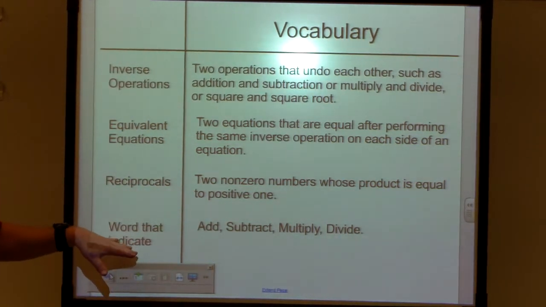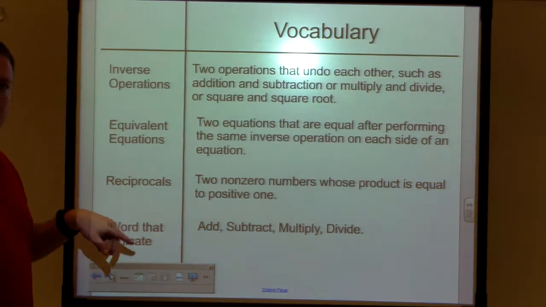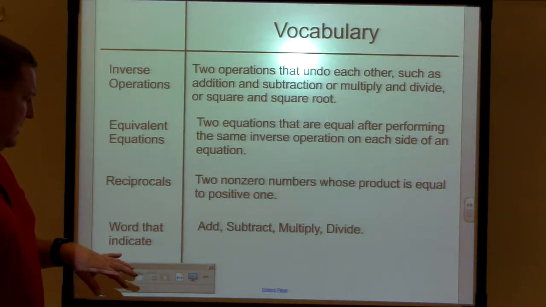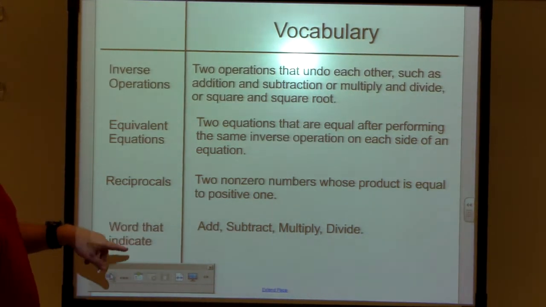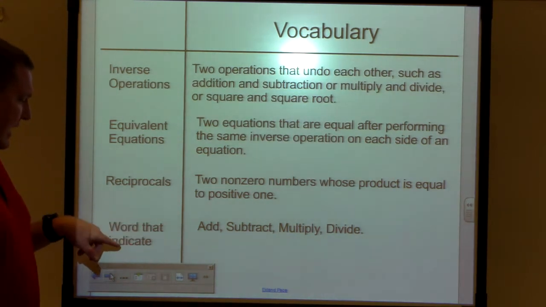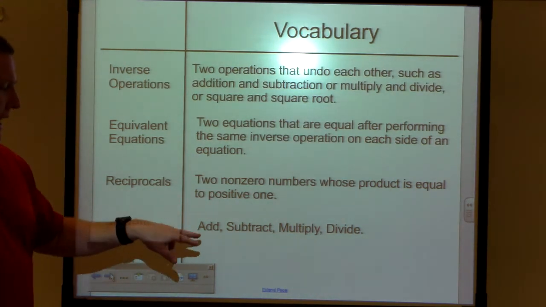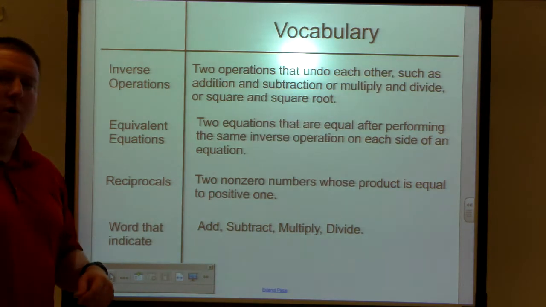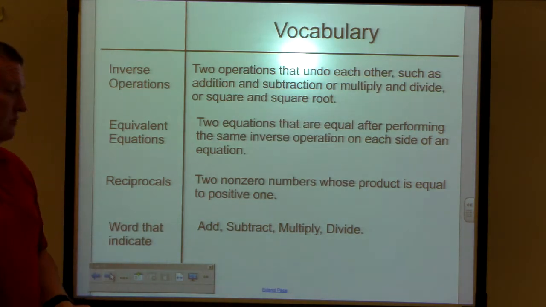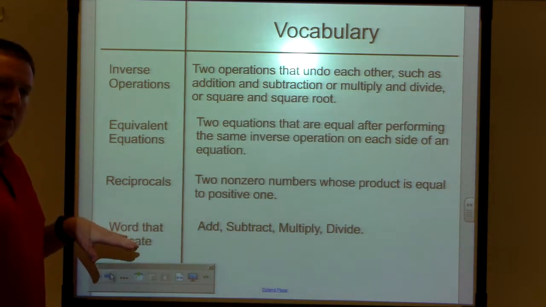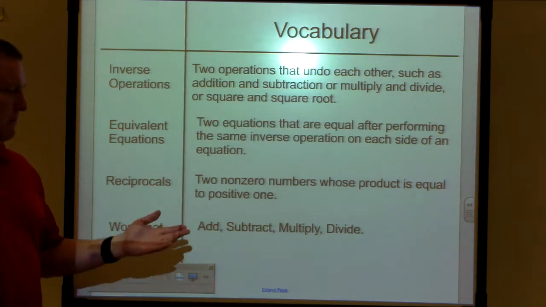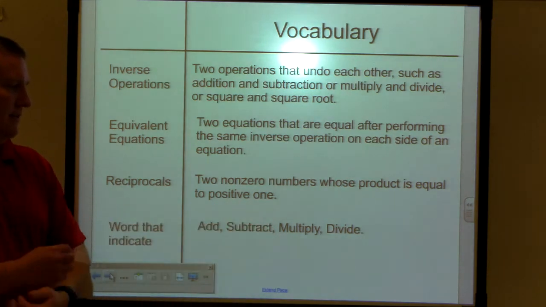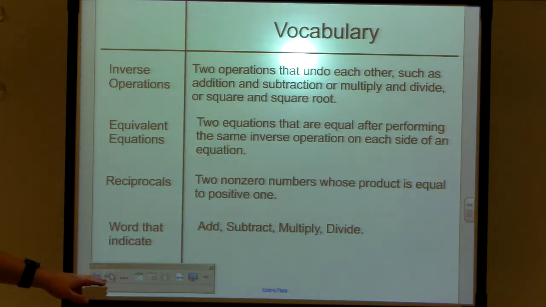And words that indicate. This is a key word. If you go to the search button on MrAlgebra.com, you can type in "words that indicate," or you can just type in "words." Add, subtract, multiply, and divide. So when we build our equations, we know what words mean to add, subtract, multiply, or divide. And this will pull up a list of 4 PDFs that have a whole bunch of words that mean add and words that mean subtract, multiply, divide. So go ahead and do that if you like to.